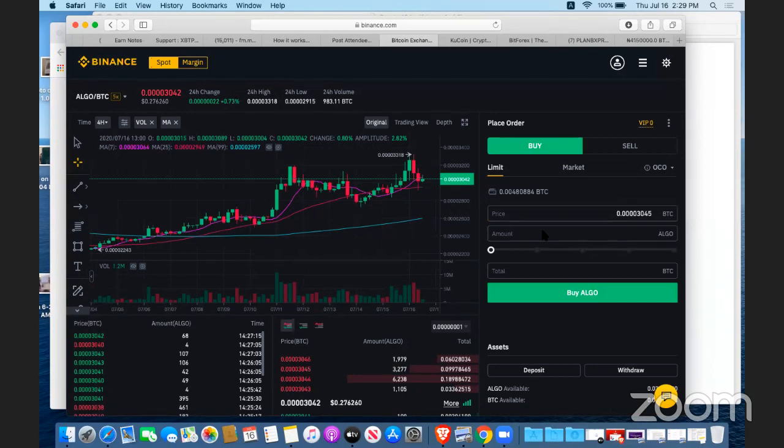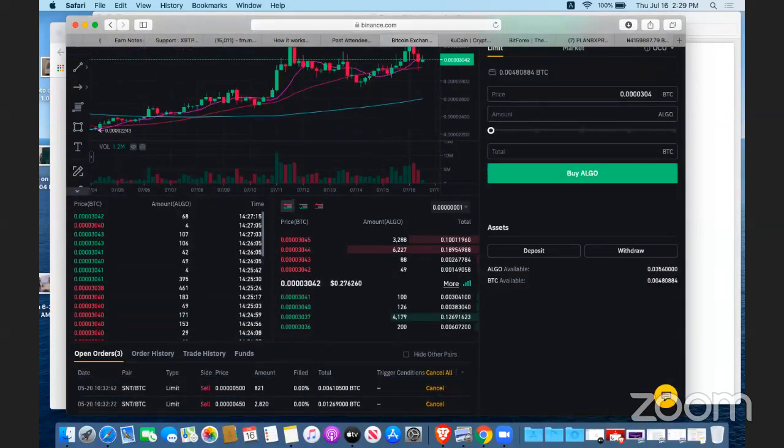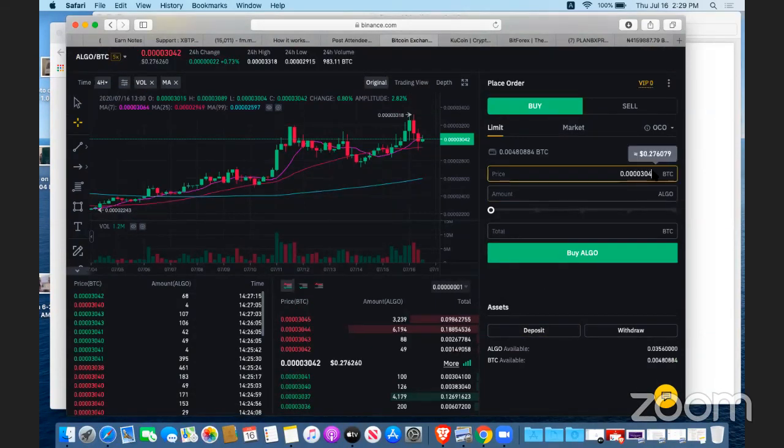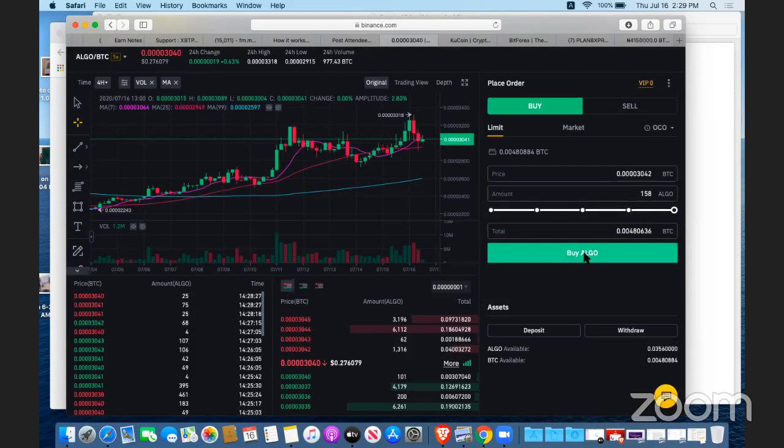So let me say I just buy with the prevailing price, 45 or 42. Let's say I'm buying at 42. I'm not buying everything, but I just want to experiment something for you guys. So 42, then I say 50%. So look at it now. As I say 50%, it says it's going to buy you this volume. So if I say 100%, it's going to buy me 158. So I click on buy.